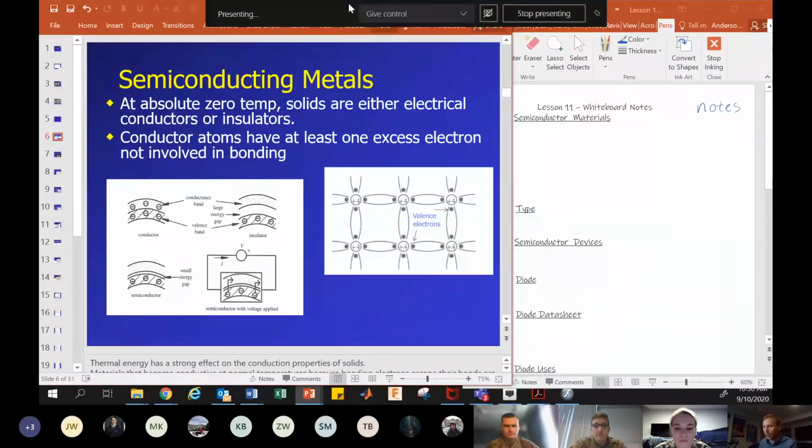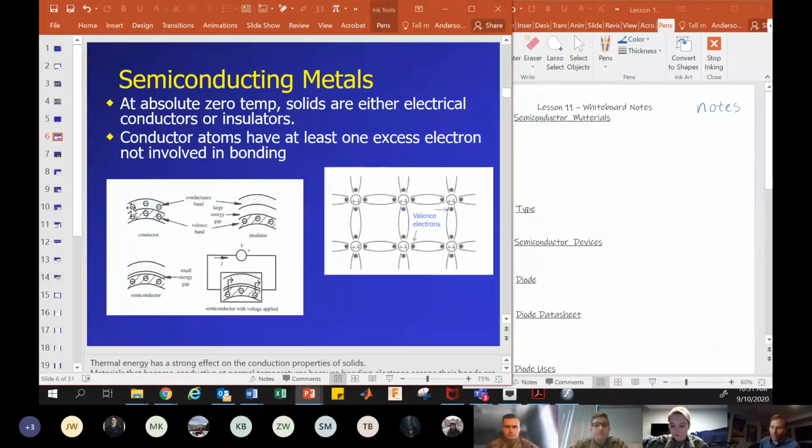Okay, so there are certain types of materials called semiconducting metals. Any material at absolute zero is either an electrical conductor or an insulator, and it depends on the arrangement of the electrons in the atoms. Things that conduct tend to have free electrons in their outer bands that can easily move around in the material. So as a voltage is applied, those electrons are free to jump from one molecule to the next, and that's how we get current flow. We call these outer bands of electrons valence electrons. You guys remember that from chemistry?